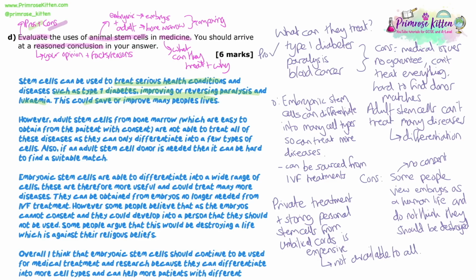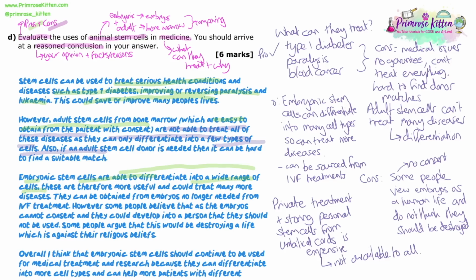However, adult stem cells from bone marrow, which are easy to obtain from the patient with consent, are not able to treat all of these diseases, as they can only differentiate into a few types of cell. Also, if an adult stem cell donor is needed, then it can be hard to find a suitable match. Embryonic stem cells are able to differentiate into a wide range of cells. These are therefore more useful and could treat many more diseases.